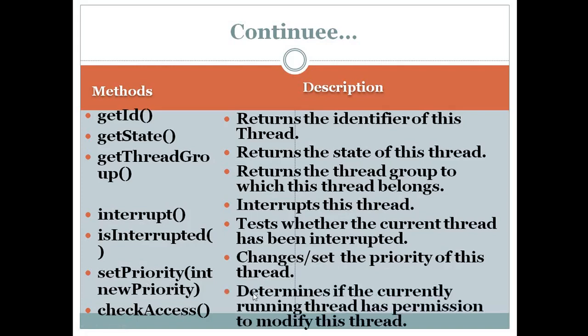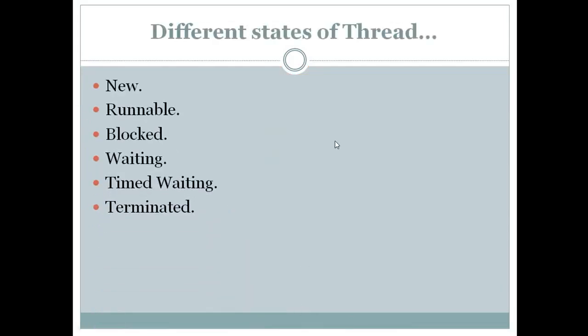And checkAccess determines if the currently running thread has permission to modify this thread. Which thread is running, whether this thread has permission to modify this thread or not, through this checkAccess method we can fetch these things. And different states of a thread, there are different states like new, runnable, blocked, waiting, timed waiting, terminated. These are the states of the threads.